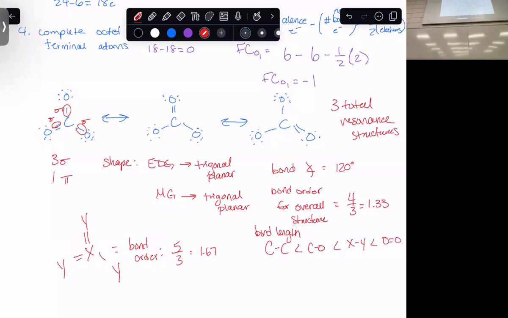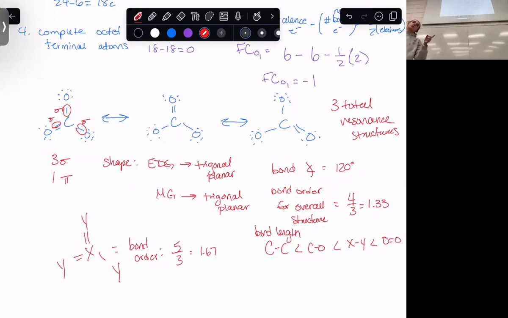How did you determine bond length? So we know that your bond length for a single bond is going to be the longest, and then your triple bond is going to be the shortest. And we're saying that our CO bond in CO3 2 minus has a bond order of 1.33, so it has a 1.33 bond length characteristic.